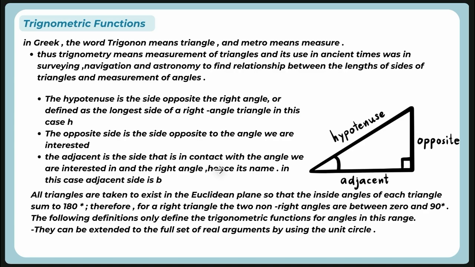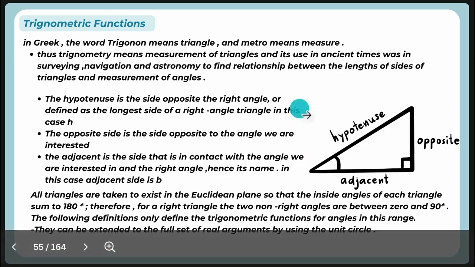The hypotenuse is the side opposite the right angle, or defined as the longest side of a right angle triangle, in this case h. While the opposite side, right here, is the side opposite to the angle we are interested in. So if you are looking at this angle, the opposite would be this side because it's opposite to this angle. The adjacent is a side that is in contact with the angle we're interested in, other than the hypotenuse. Hence, its name is the adjacent.